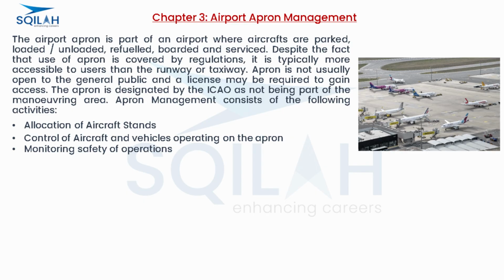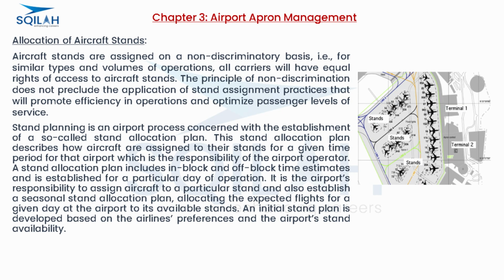Apron management consists of the following activities: allocation of aircraft stands, control of aircraft and vehicles operating on the apron, and monitoring the safety of operations. Allocation of aircraft stands. Aircraft stands are assigned on a non-discriminatory basis, i.e., for similar types and volumes of operations, all carriers will have equal rights of access to aircraft stands. The principle of non-discrimination does not preclude the application of stand assignment practices that will promote efficiency in operations and optimize passenger levels of service.